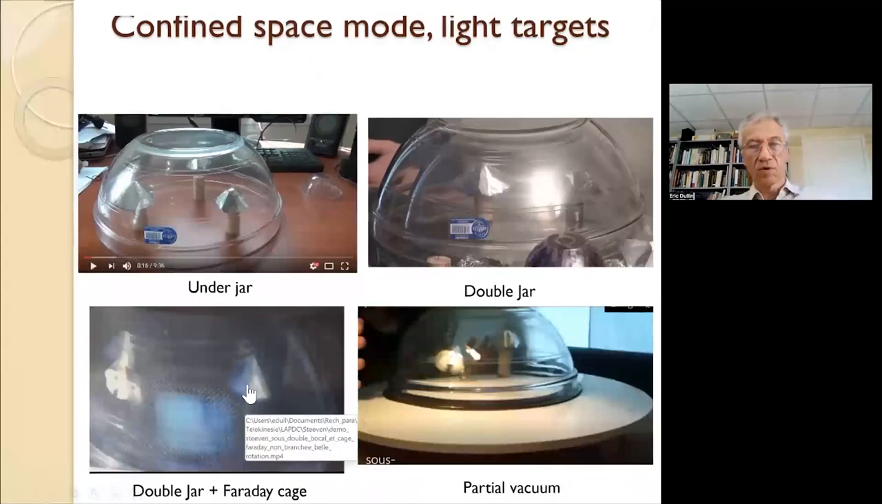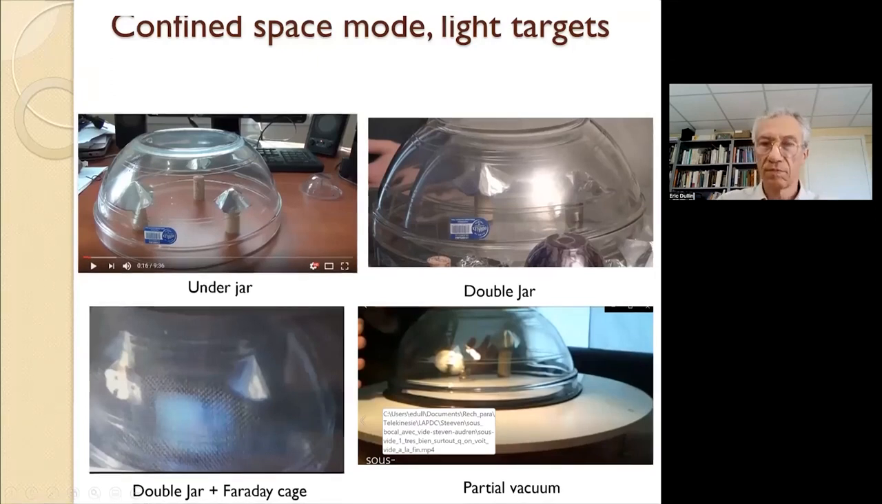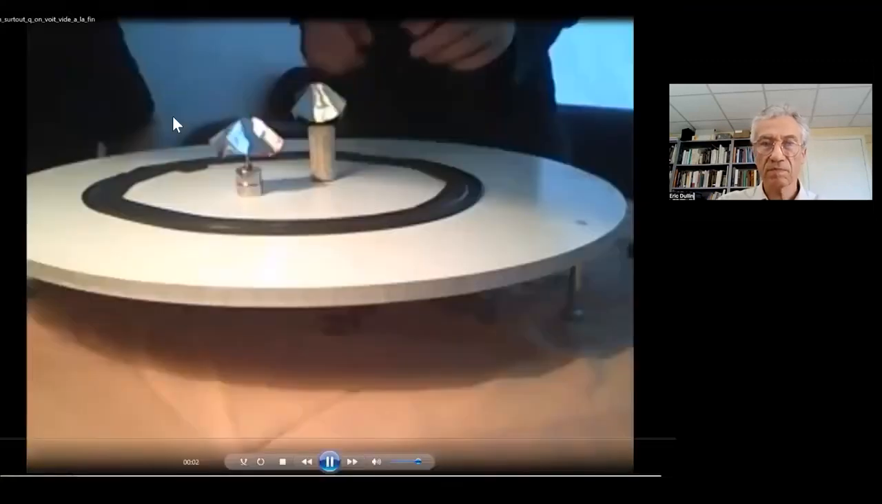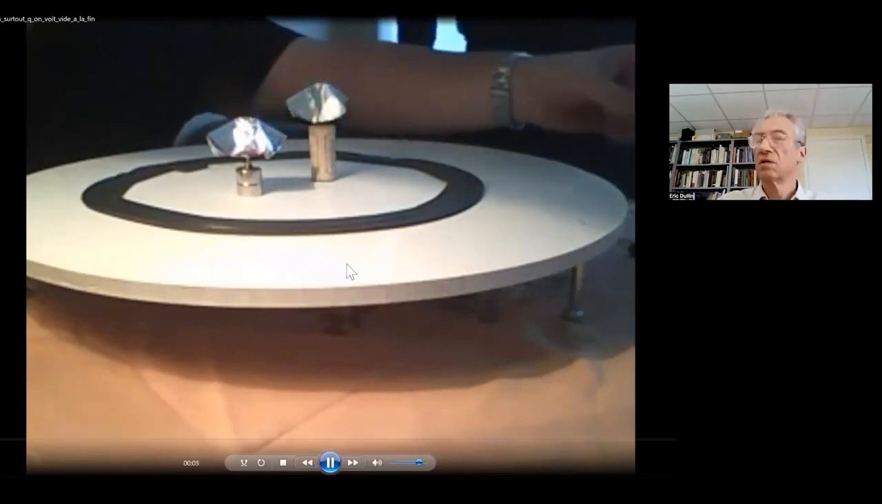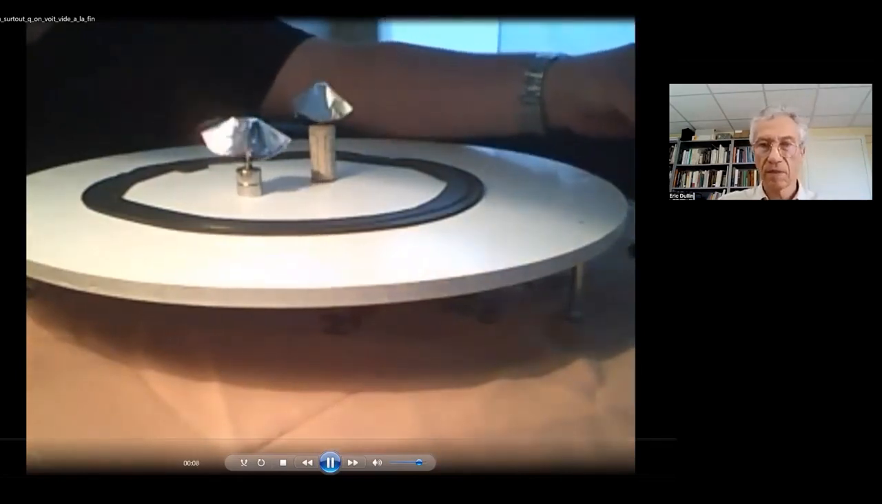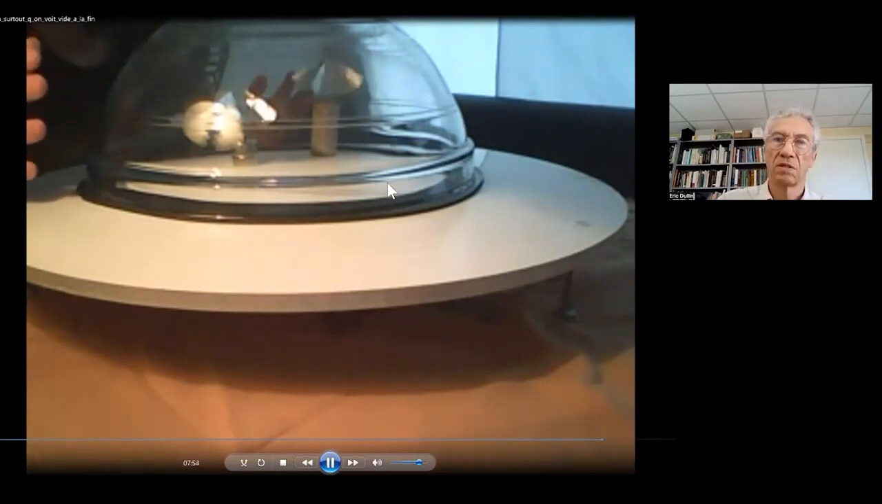We also try with Faraday cages, and we also try making a partial vacuum. So with the partial vacuum, we use a pump to extract the air. You hear the pump. At the end of the experiment, finally, the spin is running.